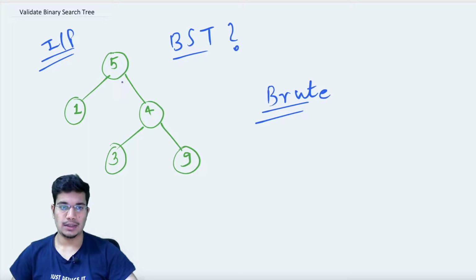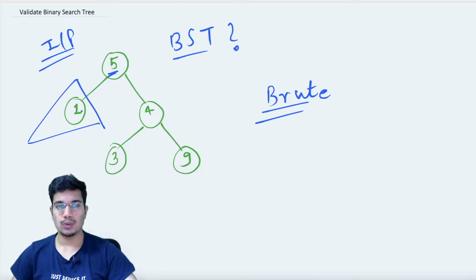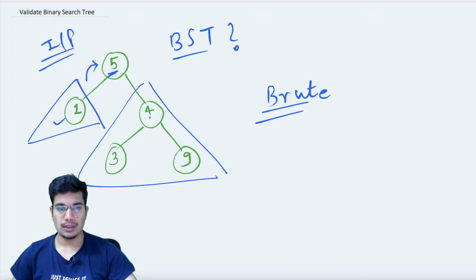So let's say we start with node 5, and for node 5, I'll traverse this subtree, which is to my left. It has only one node, so I'll check if that is smaller than 5. So 1 is smaller than 5, so this is fine. And then the recursive call will basically move back to its parent, so we come back to 5. Then I'll make a call towards my right subtree, so this part. And here also, the first node I have is 4.